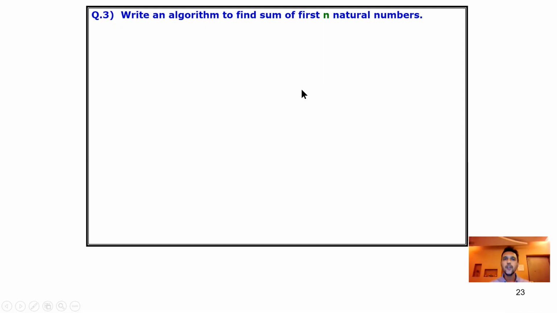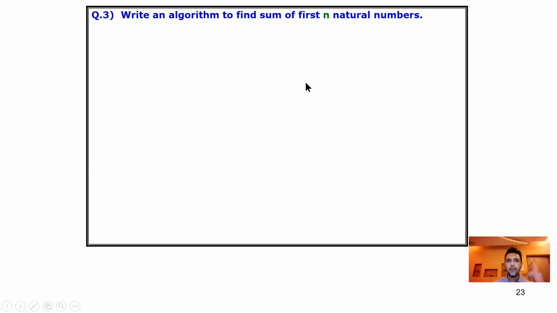If somebody is asking you, please give me the sum of first n natural numbers, what is the first question which you will ask him? Value of n. Very good. You will ask him what is the value of n. So if he says that n is equal to 3, you will tell him it is 6. If somebody is telling you n is equal to 4, you will tell him it is 10.